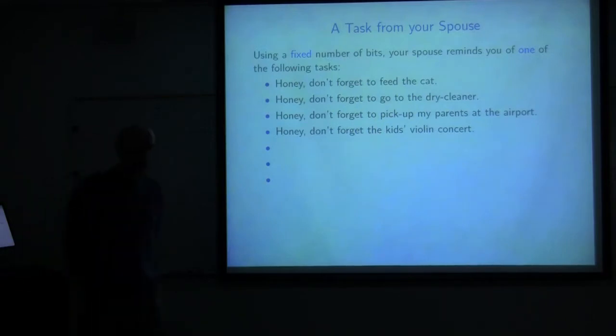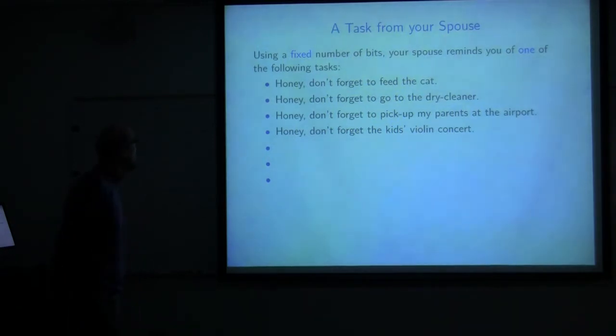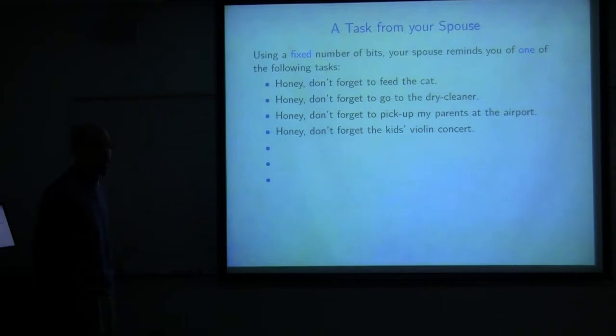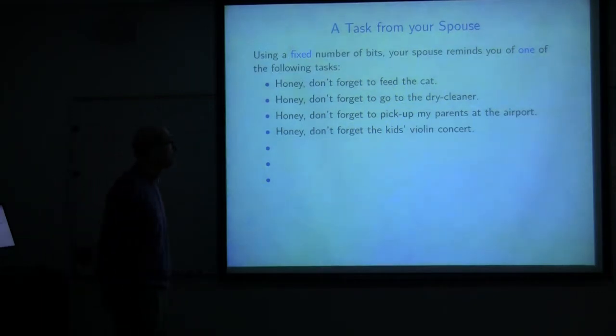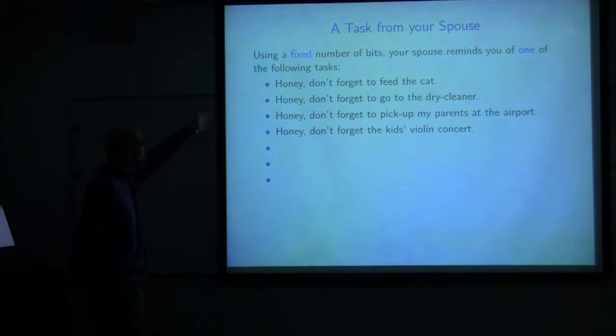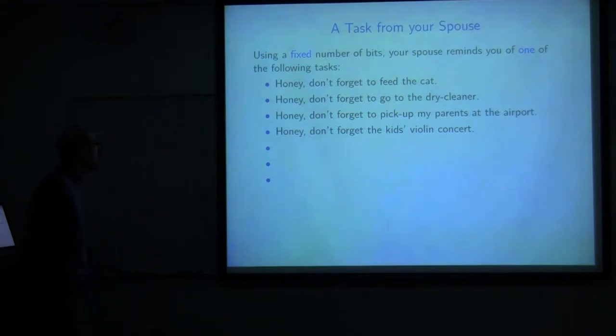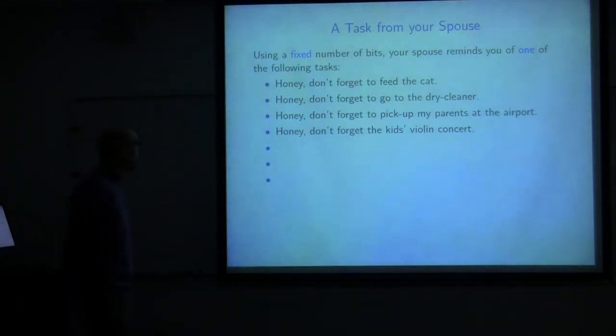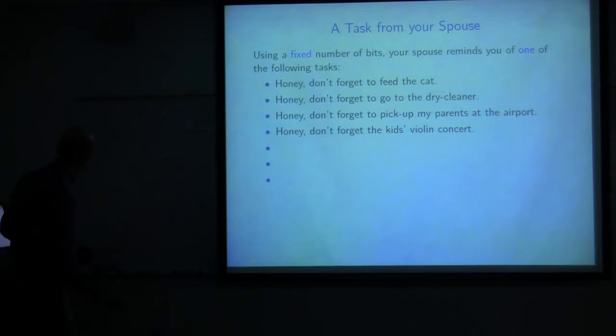Your spouse is off to the airport and wishes to remind you of a task that you need to do. And your spouse is going to use a fixed number of bits to remind you to do one task. So these are the rules of the game. It's going to be a fixed number of bits, and there's one task that you have to do. There's a whole list. It could be not to forget to feed the cat, not to forget to go to the dry cleaners, etc., etc., get the in-laws at the airport, and so forth. And the question is how to actually do this.